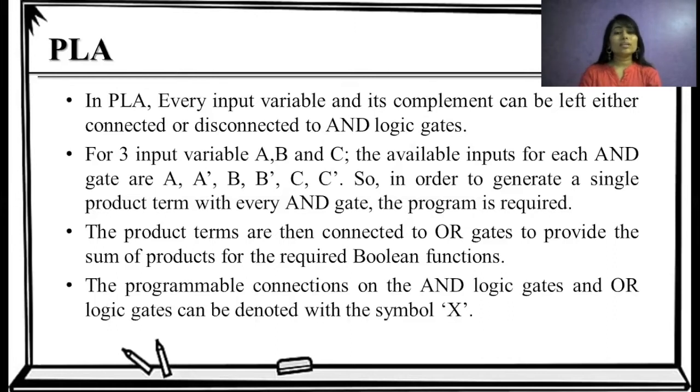The programmable connections on the AND gates and on the OR gates can be noted with the symbol of a cross. So using this cross symbol, we make a connection. That means we have programmed our gates.